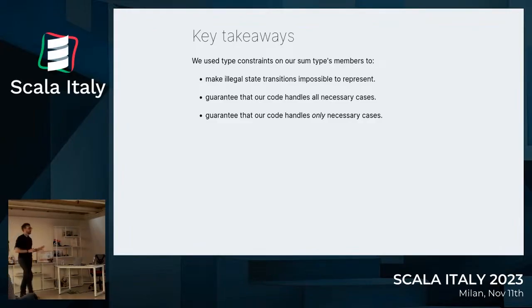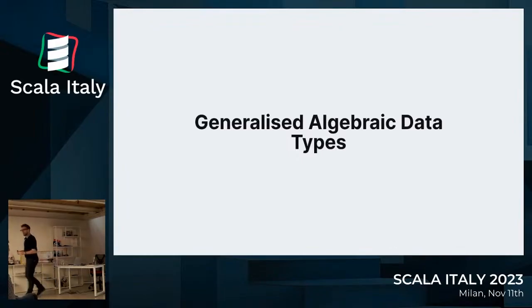So all these properties are really nice, and they make for something that's called a generalized algebraic data type, which is a really poor name for these things. I don't know what's generalized about them.